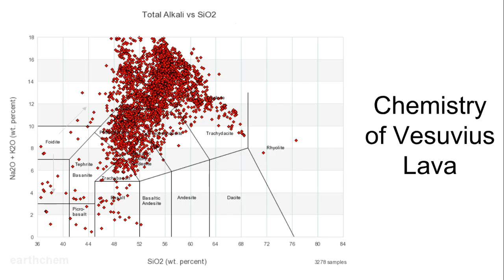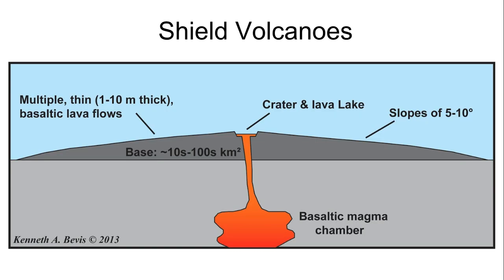Okay. Let's talk about shield volcanoes. Shield volcanoes, as one of our big types of volcanoes, generally are very large volcanoes in terms of areal extent. Not necessarily super tall, although the tallest mountain on Earth technically is a shield volcano. It's Hawaiian.